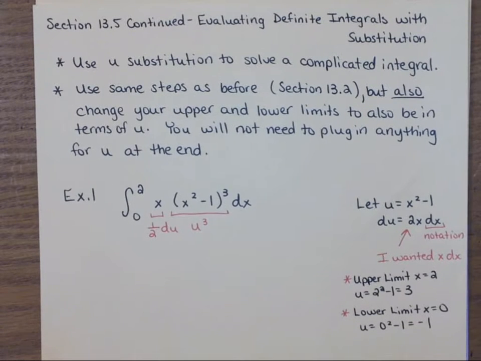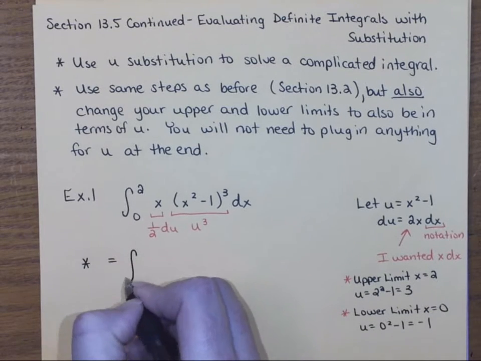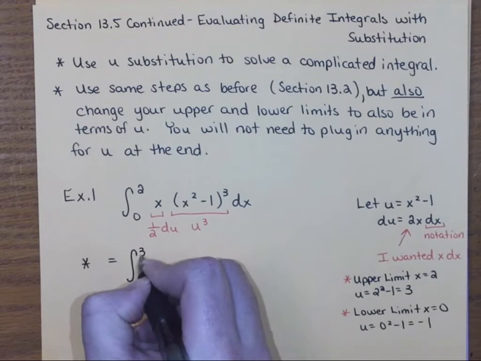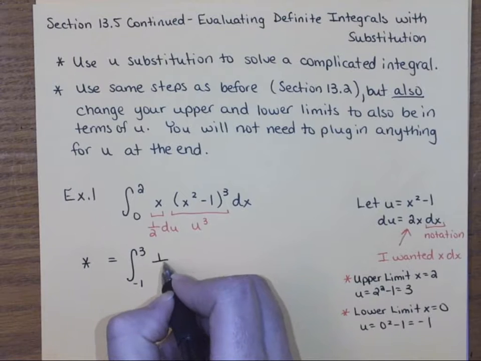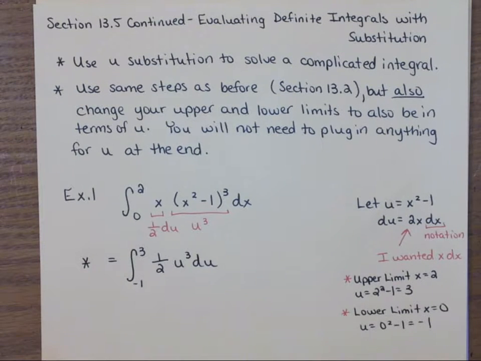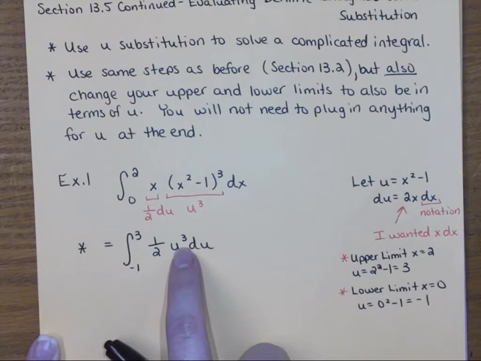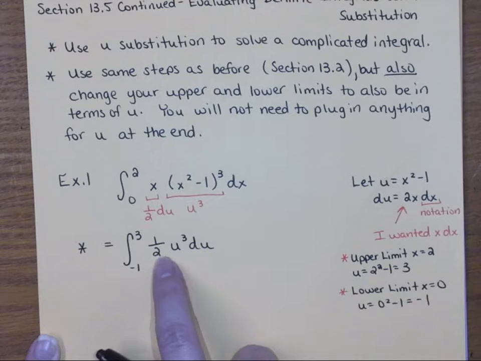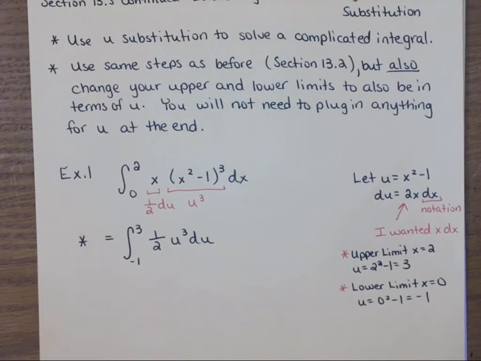Okay. So now when you go to do the rewrite step, this is the most important piece. Now we're going to be doing the integral from negative 1 to 3. We change that upper and lower limit. Okay. And then write what we have here. We have 1/2 u cubed du. Okay, so if you need to pause the video to figure out how we got there, then do that. But we made the complicated part u, right? We simplified that to be u cubed, and this adjustment is because I wanted this to be x dx, not du. Okay, and then I changed the upper and the lower limits.